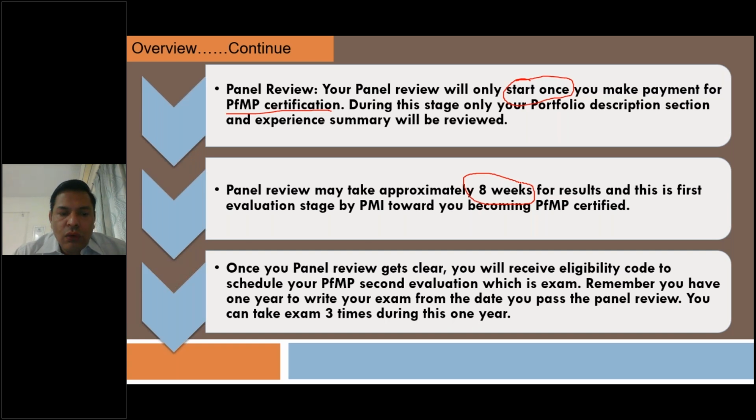Okay, now if you have a really good application, then I'm sure within a month or even within a week or 2 weeks, your application will get approved and you will be given an eligibility code, which will be required for you to schedule your second evaluation stage, which is the PfMP actual exam. Now for this exam, you'll still have to visit the PMI exam service provider, which is Pearson VUE. Pearson VUE is the PMI exam vendor, you can call it.